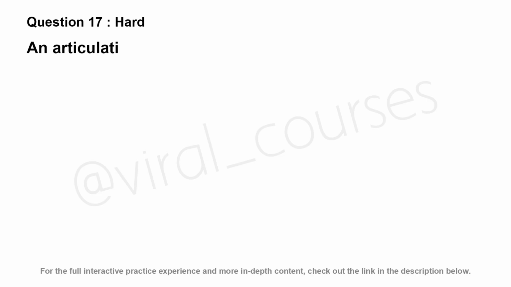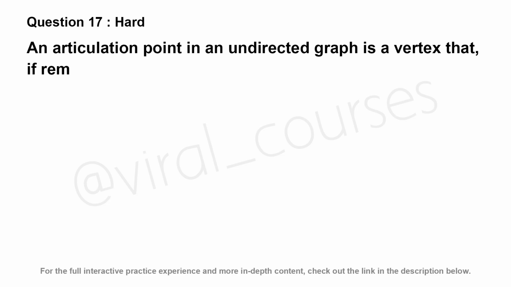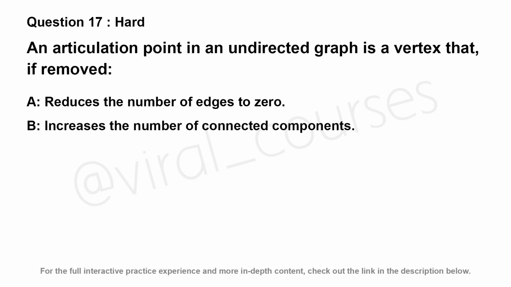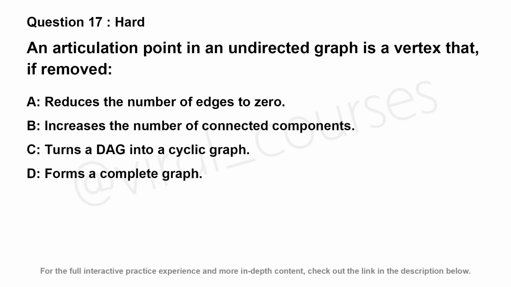An articulation point in an undirected graph is a vertex that, if removed: Option A, reduces the number of edges to 0. Option B, increases the number of connected components. Option C, turns a DAG into a cyclic graph. Option D, forms a complete graph.